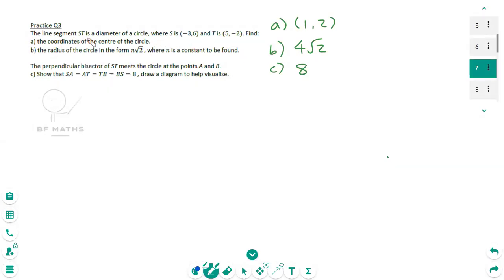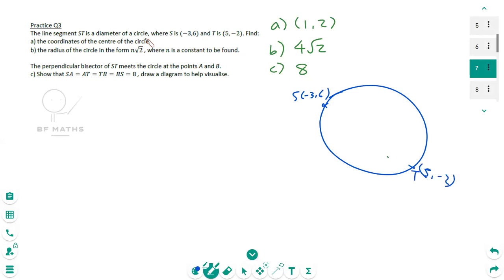The line segment ST is the diameter of a circle. So maybe I'll draw a circle just to help me visualize what's going on. Okay, (-3, 6) and (5, -2). So maybe it's here, (-3, 6), and (5, -2). Now, you'll be asking, so how do you know S is on the left and T is on the right without the coordinate axes?